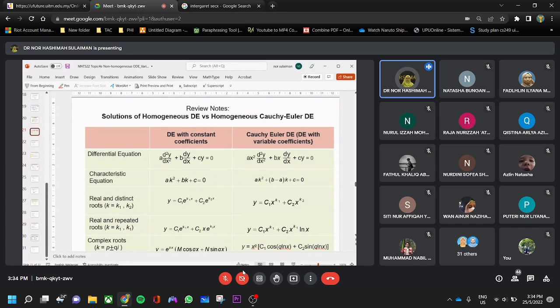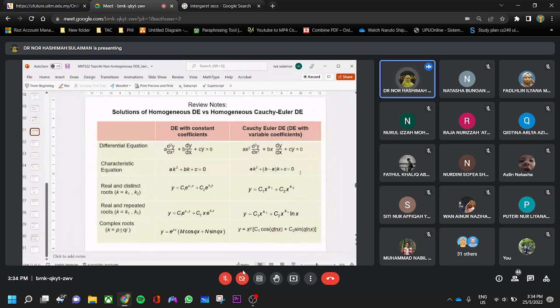Saya buat apa nama ni, perbandingan ni. Perbandingan di antara differential equation with constant coefficient dengan Cauchy Euler differential equation, homogeneous Cauchy Euler differential equation with variable coefficient lah. Okay, so kalau differential equation dalam bentuk yang biasa ni kan, yang ini dia punya corresponding characteristic equation kan.